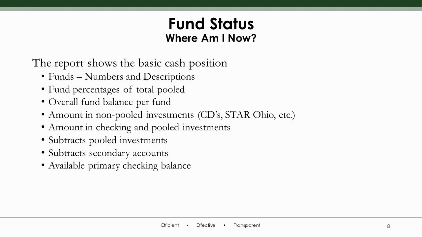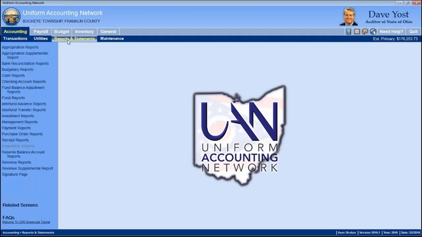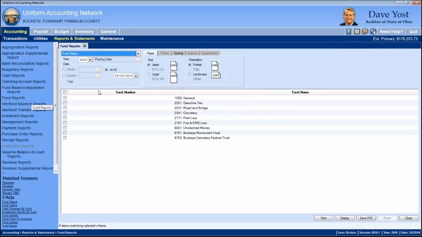You'd subtract out pooled investments, and subtract out secondary accounts, and it will show you your available primary checking balance. So let's take a look at what that looks like exactly and how we would get there. So, using the UAN application, if we go to Accounting, Reports and Statements, and Fund Reports, we can then access the Fund Status Report.